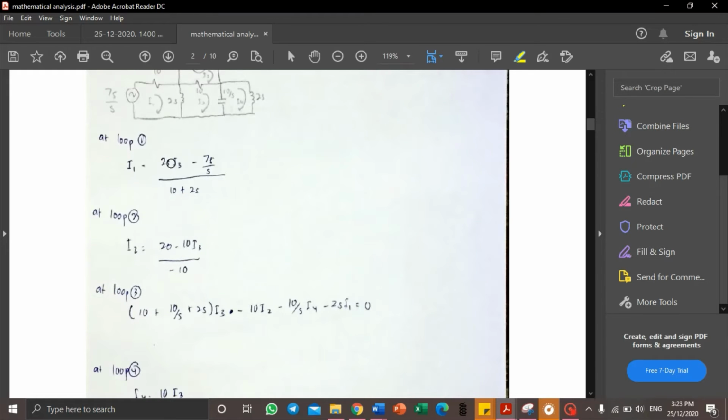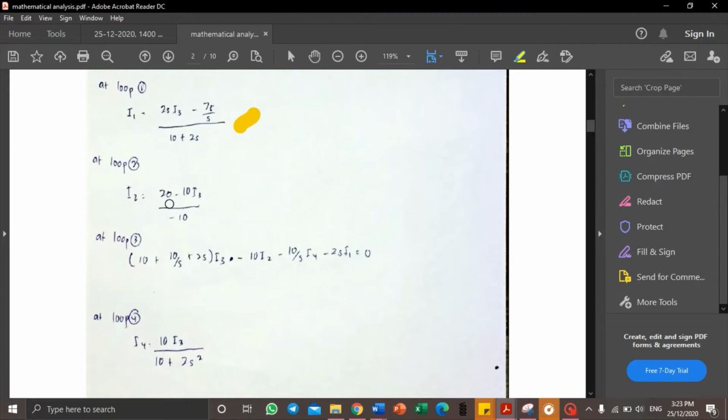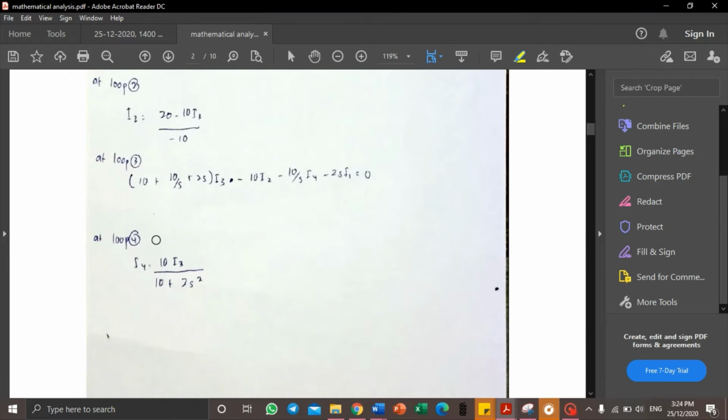So at loop 1, we get the equation is I1 equal to 2s I3 minus 75s divided by 10 plus 2s. So for loop 2, I2 equal to 20 minus 10 I3 divided by negative 10. And then at loop 3, we get 10 plus 10 over s plus 2s times I3 minus 10 I2 minus 10 over s I4 minus 2s I1 equal to 0. And then at loop 4, we get I4 equal to 10 I3 divided by 10 plus 2s square.